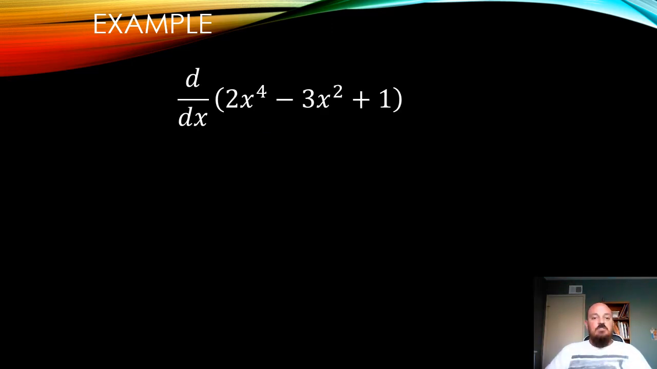So for this example, let's say I asked you guys to do the derivative of a polynomial, 2x to the 4th minus 3x squared plus 1. So all we have to do, it's actually very, very simple. I'm going to do power rule on this one. I'm going to do power rule on this one.